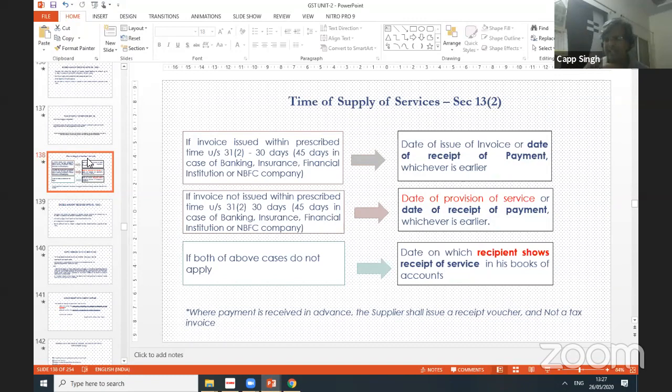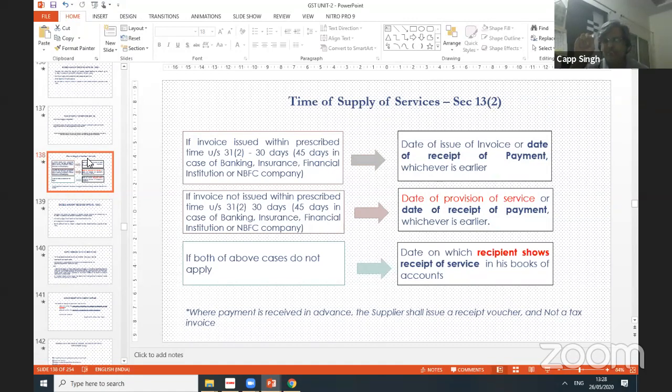As soon as we receive an advance against a supply to be made, suppose I am a chartered accountant and I have received some amount for litigation services, then as soon as I receive the advance, I have to discharge the tax liability, because tax liability arises in case of services on advance as well. Now, regarding the issuance of invoice, there is a provision where the service provider has to issue the invoice either before provision of service or at most within 30 days of provision of service.